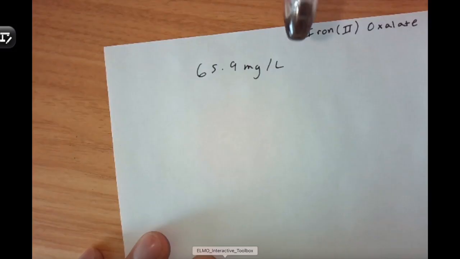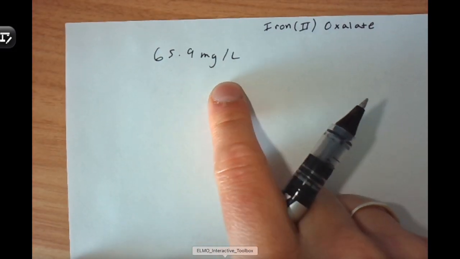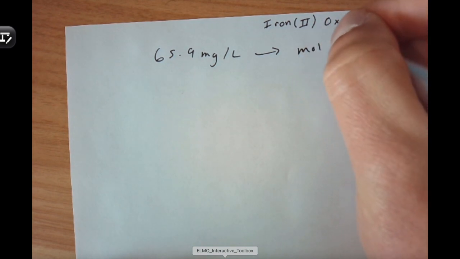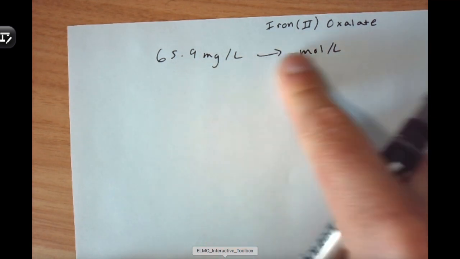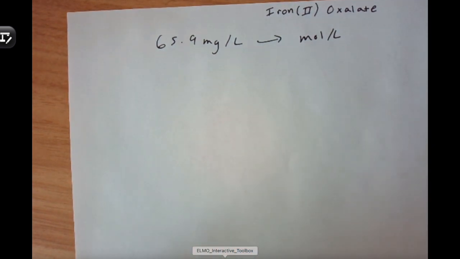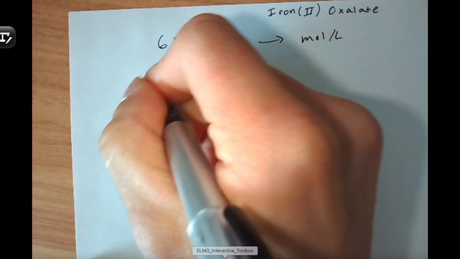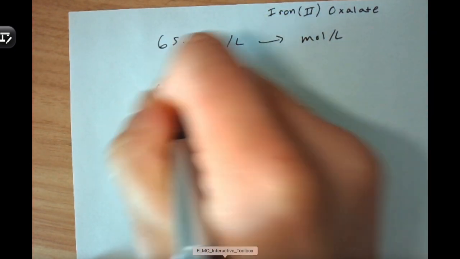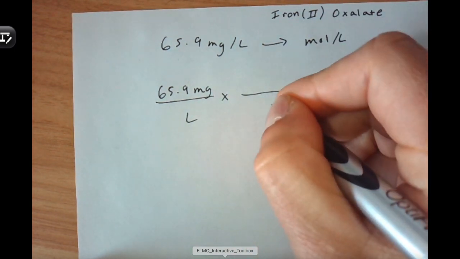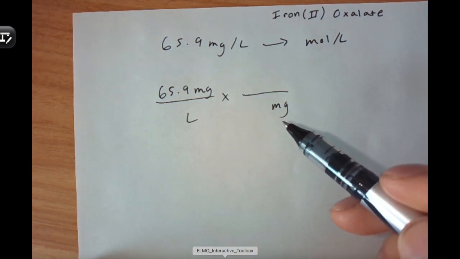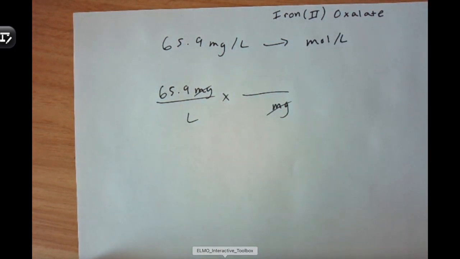What I want to make note of is when I have 65.9 milligrams per liter, I don't want milligrams for every liter. I want moles for every liter. And you can notice that liter is going to stay the same. I just want to change milligrams into moles. That's when we use stoichiometry. So if I start with 65.9 milligrams, and I'll keep the liters just to show you for every liter, I don't want milligrams, so I need to multiply by a conversion factor. Milligrams will cancel milligrams. Well, I don't know how many moles are in milligrams.